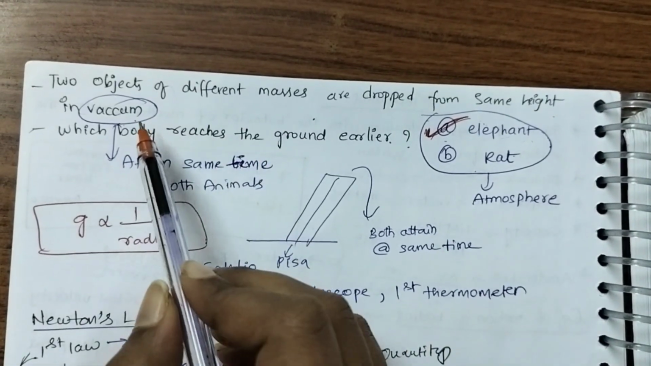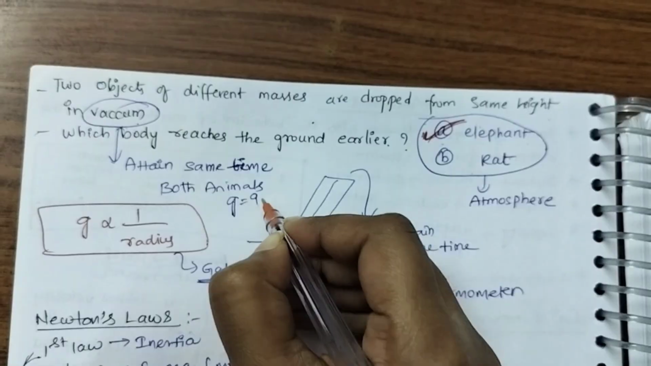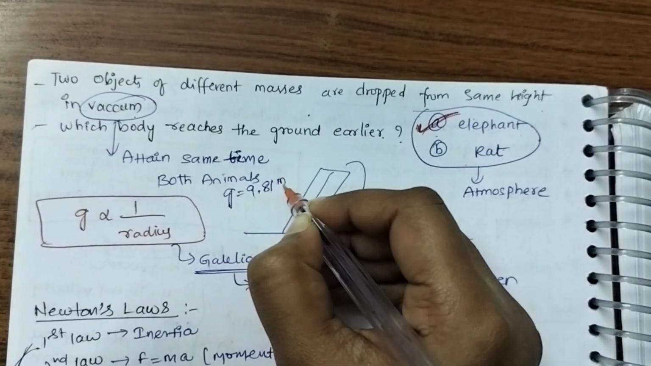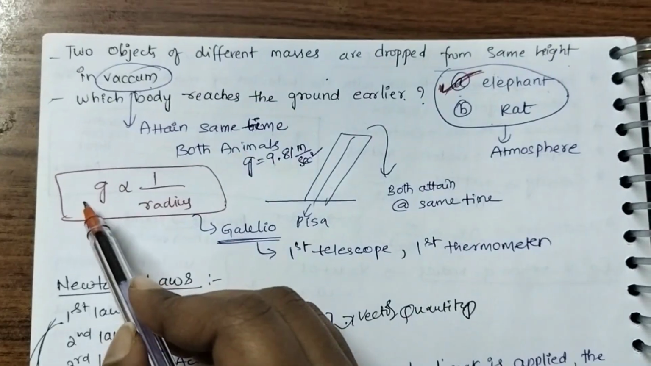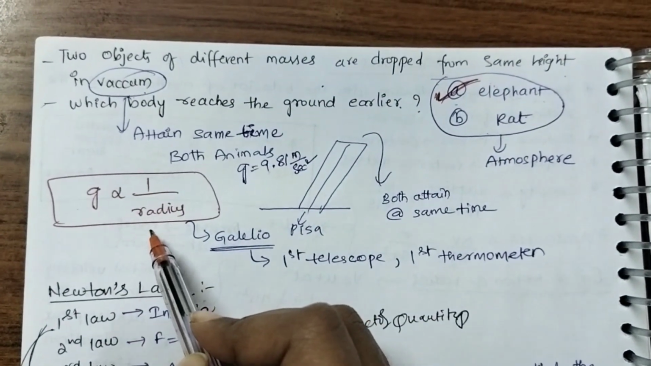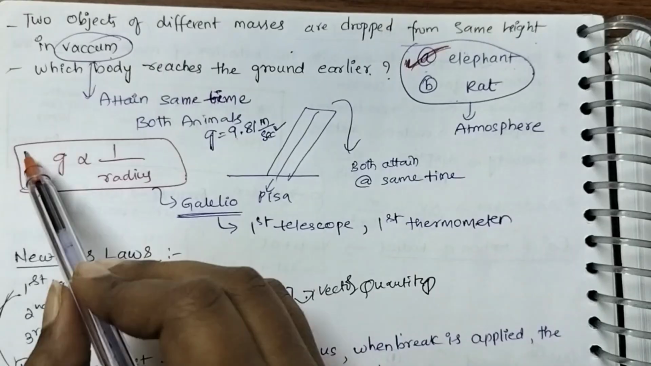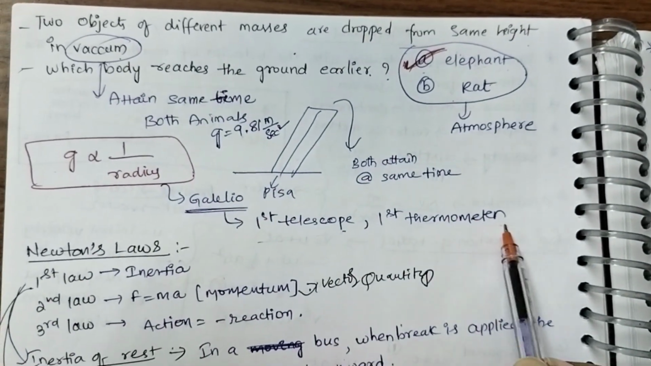because in vacuum there is no medium and they travel with a gravitational acceleration of 9.81 meter per second square. Okay, g is always inversely proportional to 1 by radius square. Based on this principle, Galileo invented the first telescope and also the first thermometer.